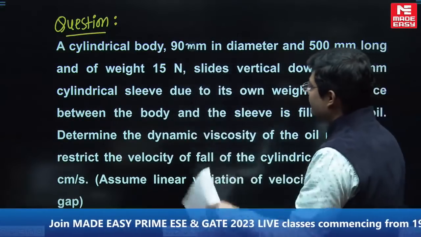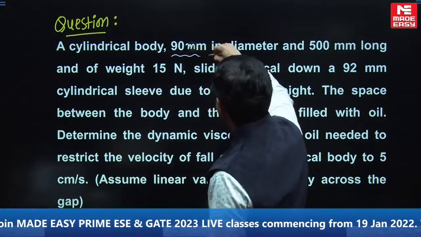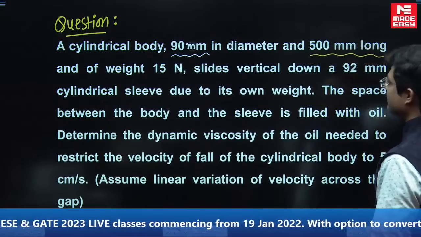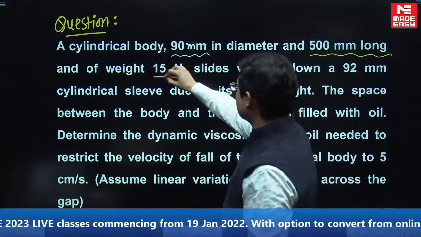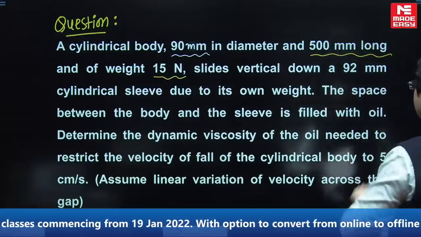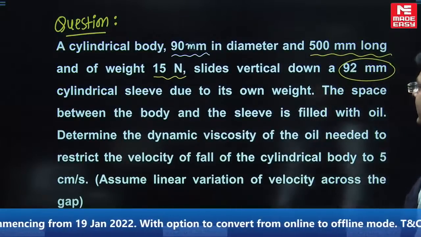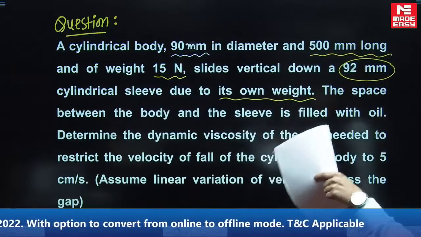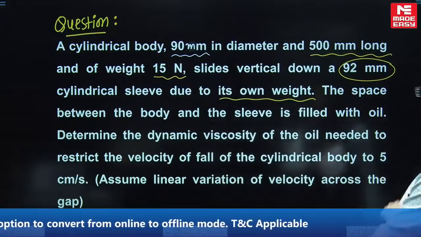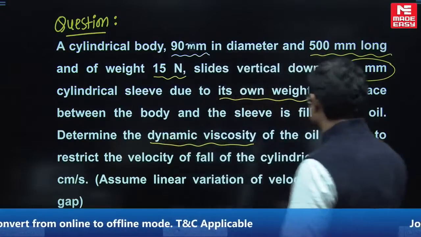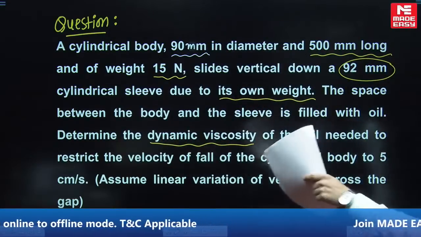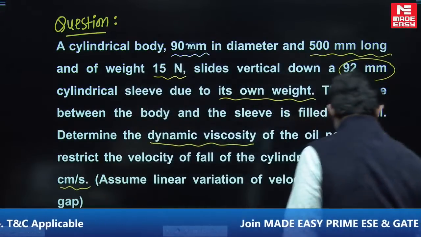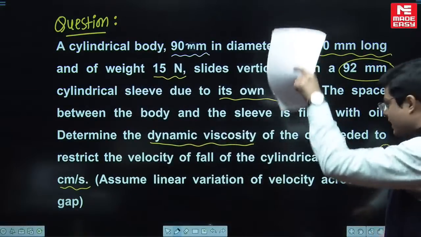A cylindrical body having 90 mm diameter and 500 mm length, of weight 15 Newton, slides vertically down in a 92 mm cylindrical sleeve due to its own weight. The space between the body and the sleeve is filled with oil. Determine the dynamic viscosity of the oil needed to restrict the velocity of the fall at 5 centimeter per second. This velocity can also be termed as the terminal velocity.